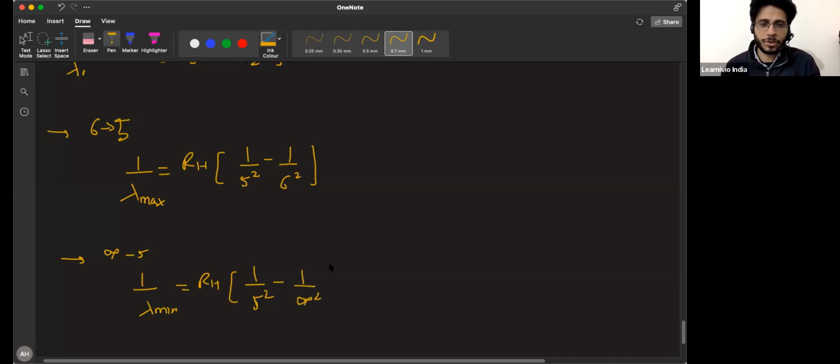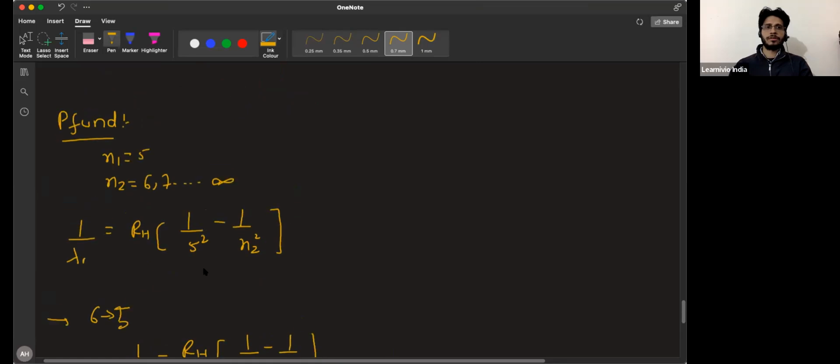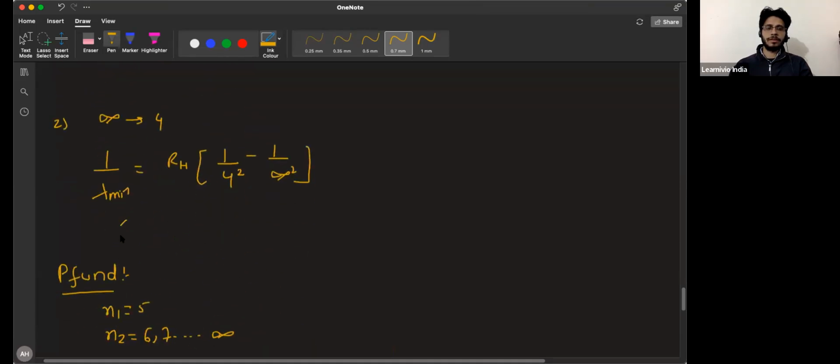So these are the questions that are generally asked in this spectral series of hydrogen. And this also lies in the infrared region. Brackett also lies in the infrared region. Yes, all lie in the infrared region. This Brackett also lies in the IR region.